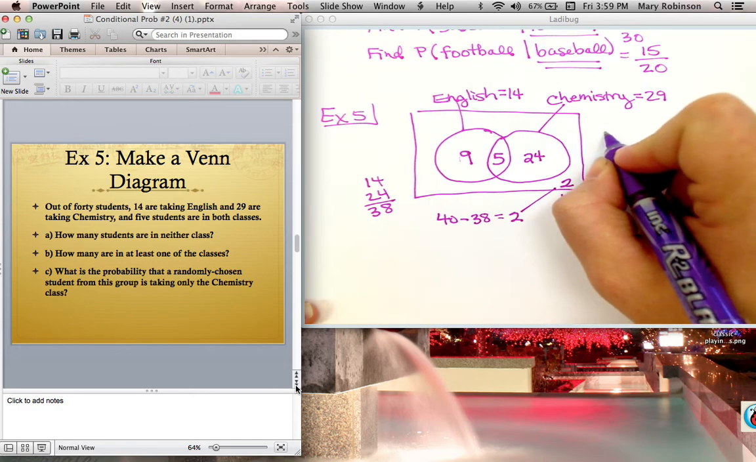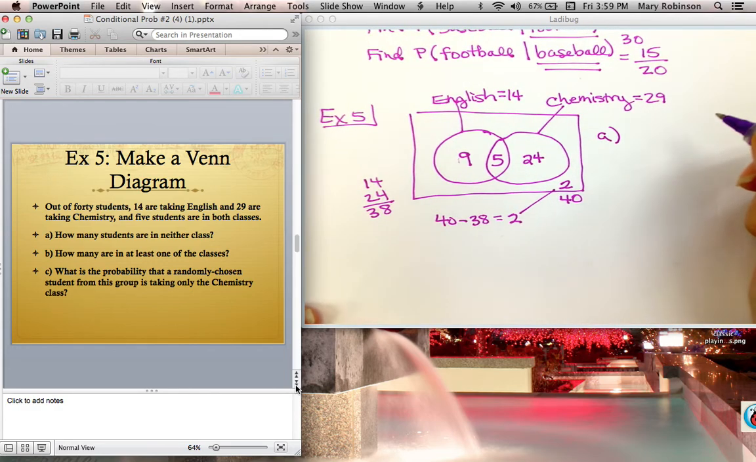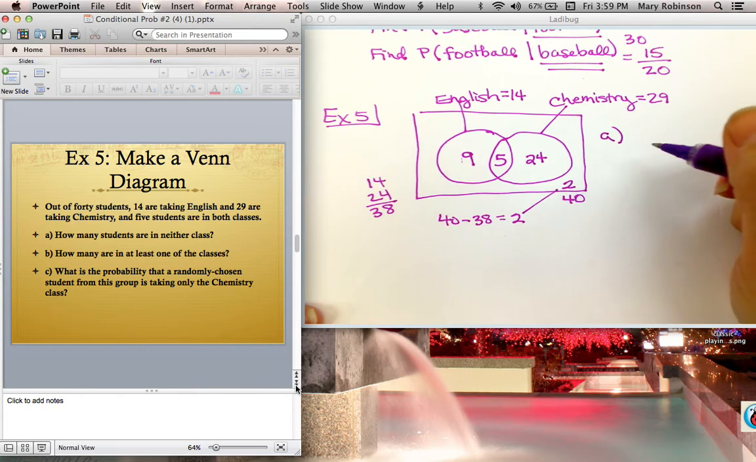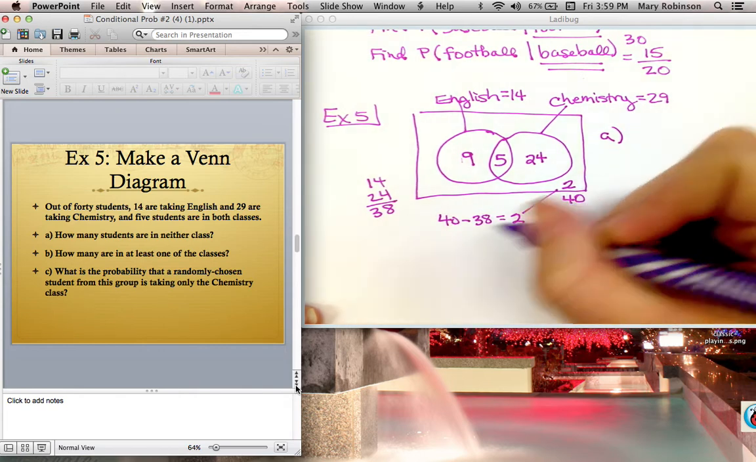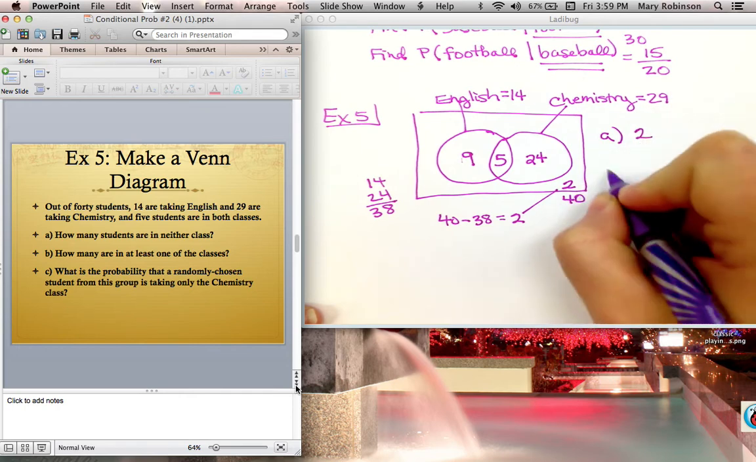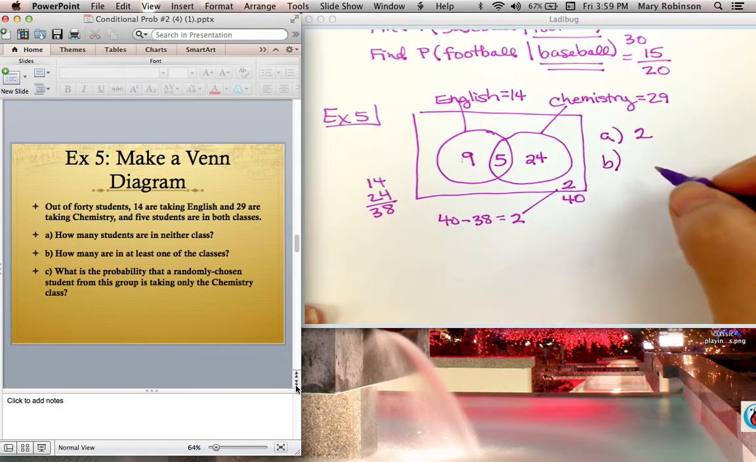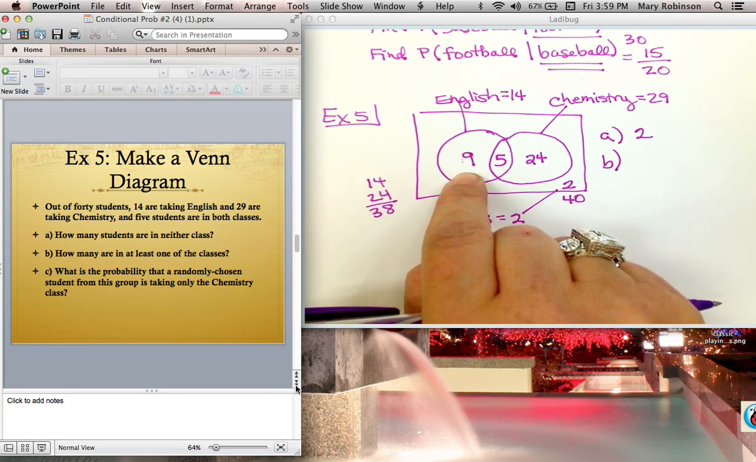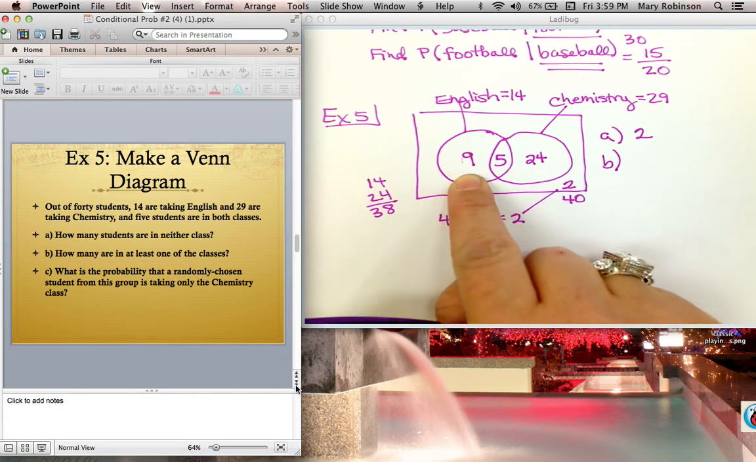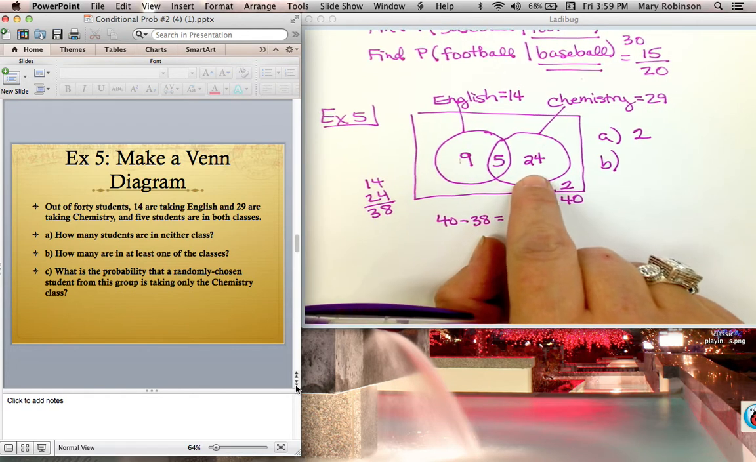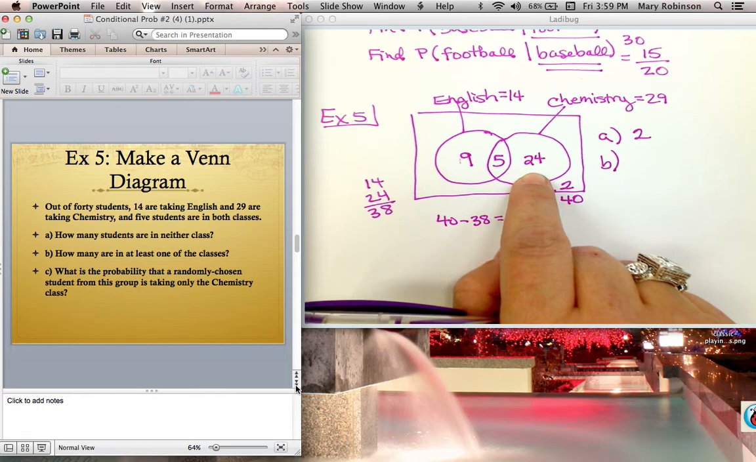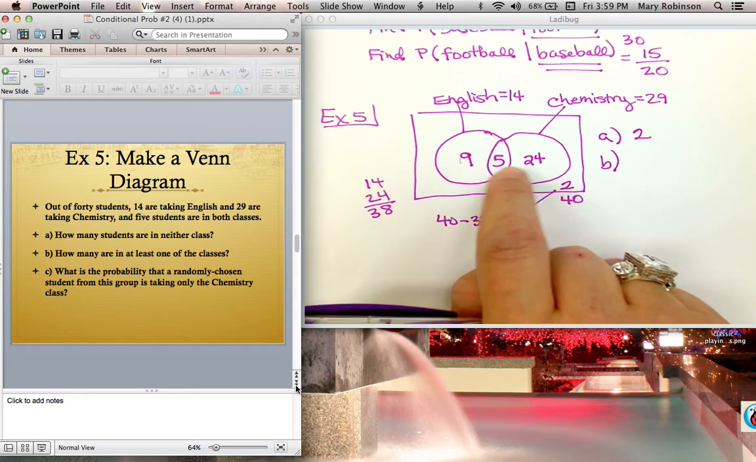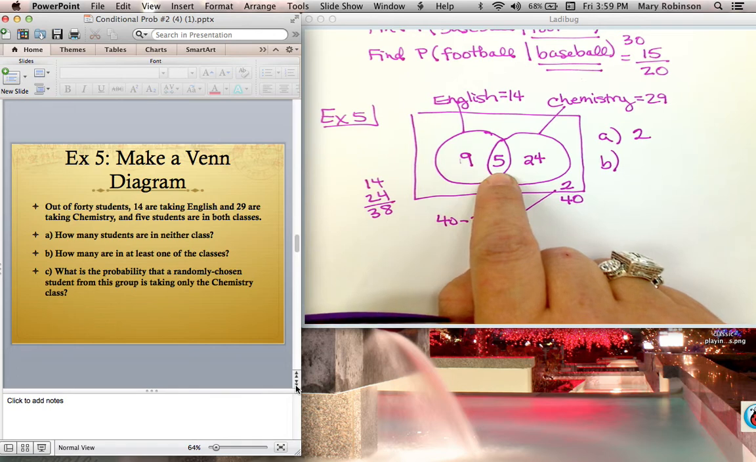So A asks, how many students are in neither class? And again, that's from the 40 minus the 38, which gives us 2. How many are in at least one of the classes? So if you ask these students, hey, are you in English or chemistry? They would say yes, so they get counted. Here, if they ask you, hey students, 24 students, are you in chemistry? They would say yes. If they ask these students here in the middle, hi students, are you in English or chemistry? They would say yes.